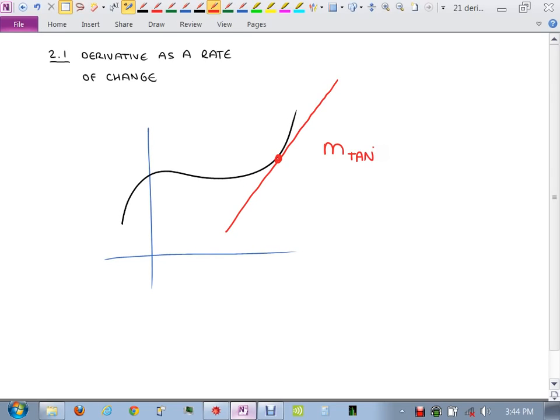And this comes back to last class where I threw the pen across the room. And I said, what's the speed, right? At that instant in time. That's equivalent to finding the slope of that tangent line. And we actually have a way of doing it now.